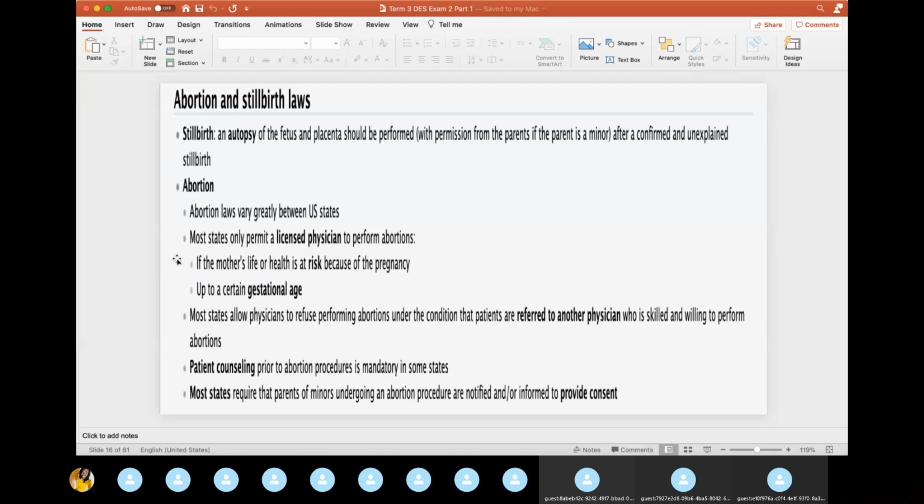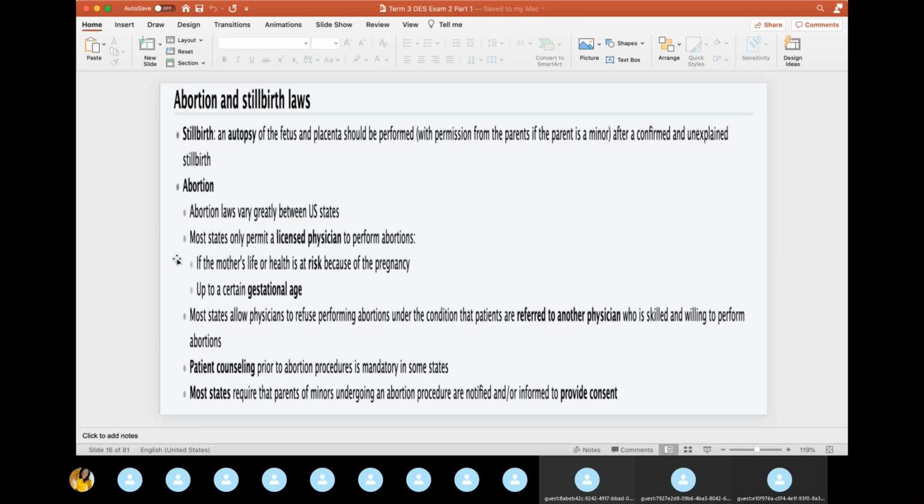Question: what if I'm a physician, right? And I'm morally opposed to abortion. And a patient came to see me and she wanted to have an abortion. What should I do? What should you do as a physician? You can refer her to someone else if you feel it's not aligned with your morals. Exactly. Excellent. So most states allow physicians to refuse performing abortions under a condition. There's a condition, though. Whatever your reasons are, it's okay, right?